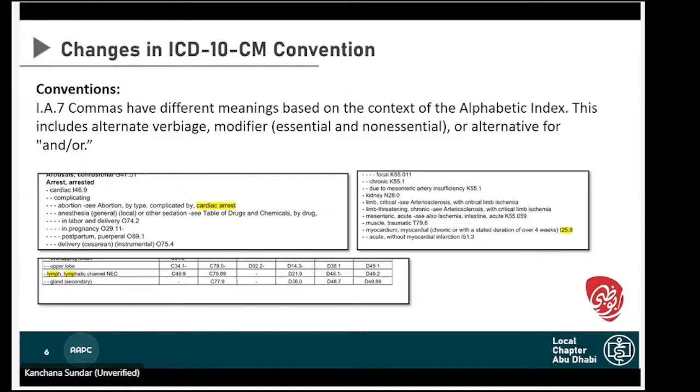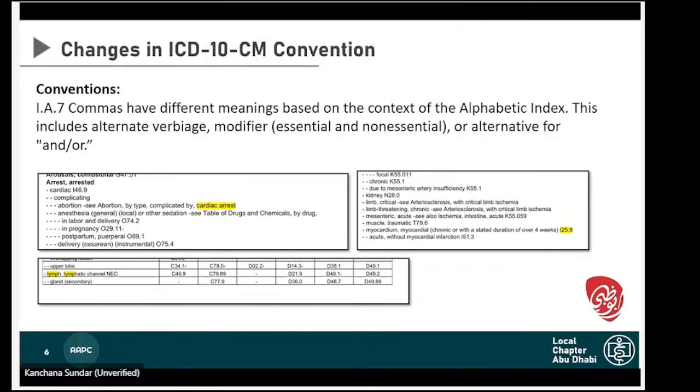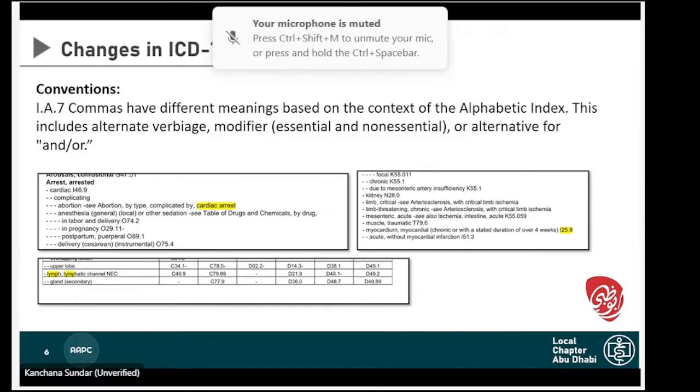What is the purpose of the comma? The comma is used for alternative verbiage in some circumstances, as a modifier like essential or non-essential, or for an alternative term as well. So the comma now has different meanings as per the code that you are leading.